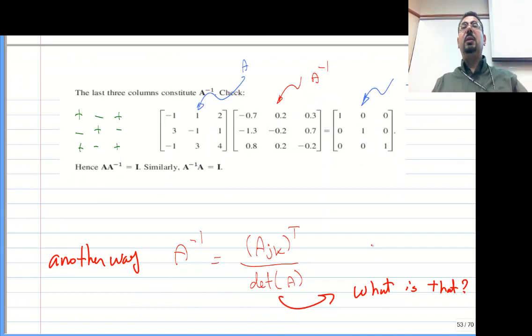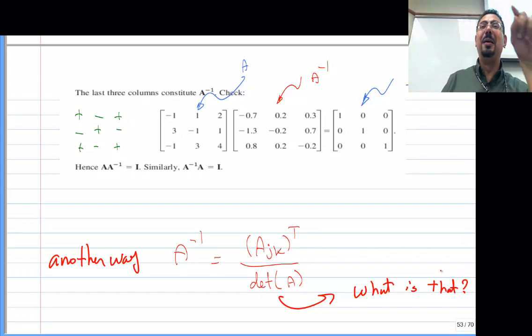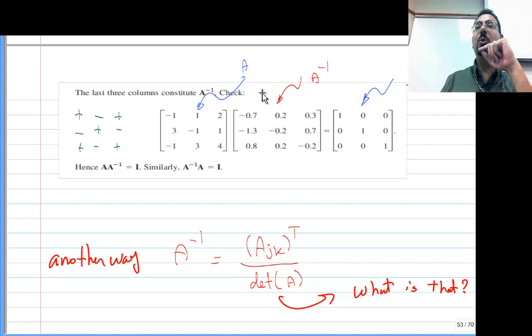Alright. There is another way to come up with the inverse. No, actually it's a little bit more complicated than this. The easier way is to ask MATLAB to come up with the inverse, of course. Right? But you have to do it in the homework by hand. So here is another way to come up with the inverse.